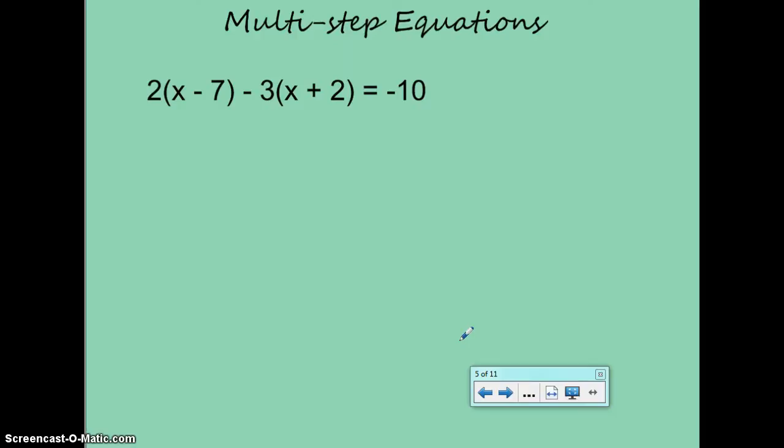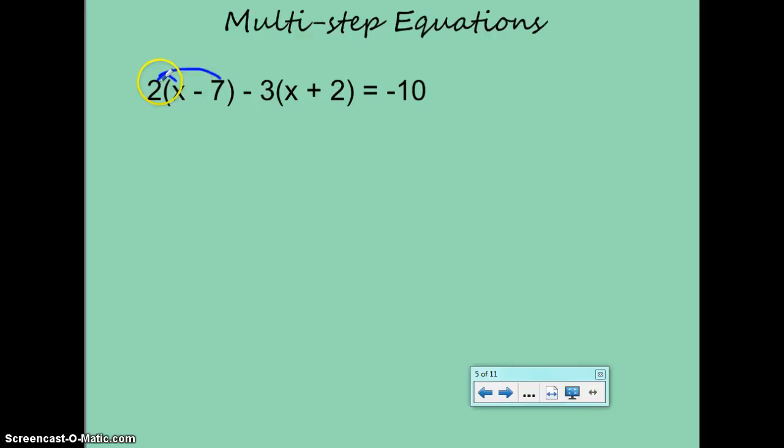The next type is multi-step equations. So when you look at this one, you might get a little overwhelmed, but just take it piece by piece. Just focus on this part first. You know what this means. If I have a number hanging out and then parentheses, I need to distribute.